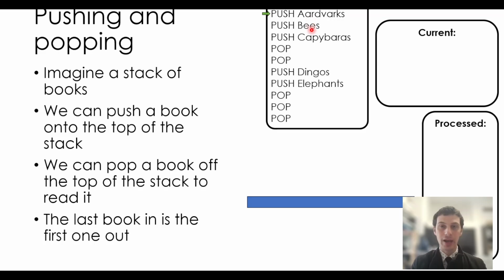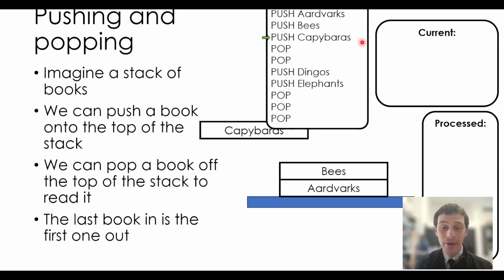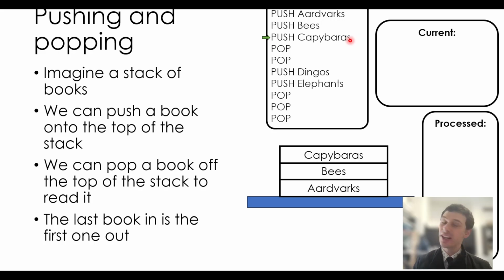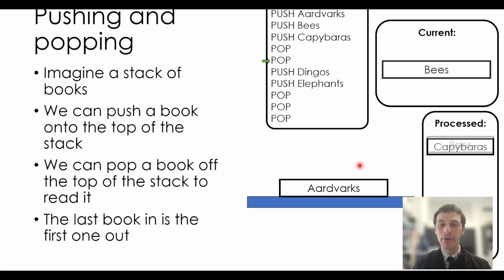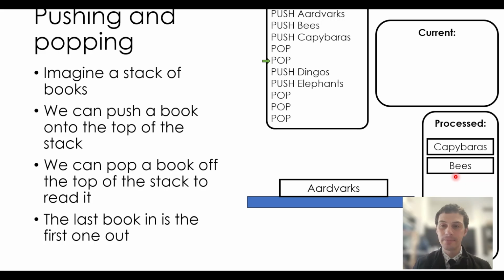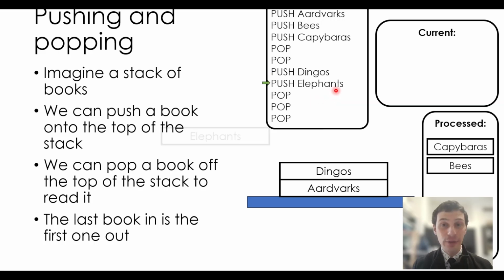First, we will push aardvarks onto the stack. And then we'll push bees onto the stack. And then we'll push capybaras onto the stack, just like last time. But maybe now I'll just pop twice. I'll pop capybaras, and then I'll pop the next item, which is bees. Okay. What happens if now, rather than popping this one, I push dingoes onto the stack? There we go. And I'll push elephants onto the stack.